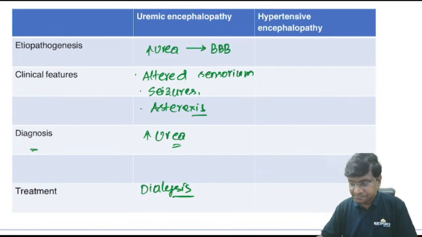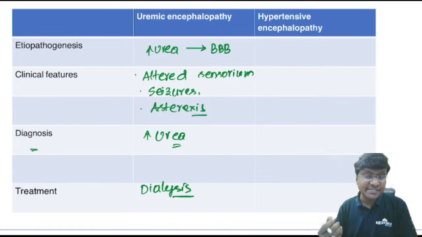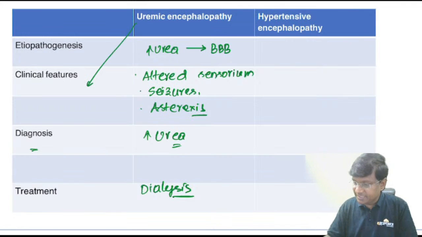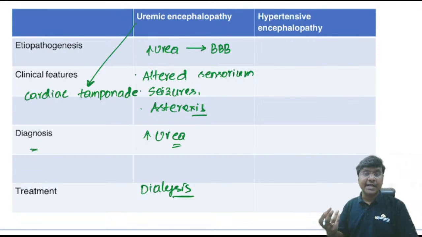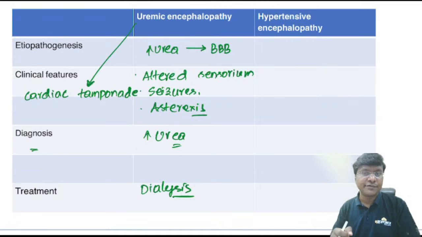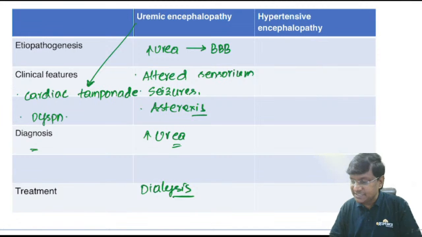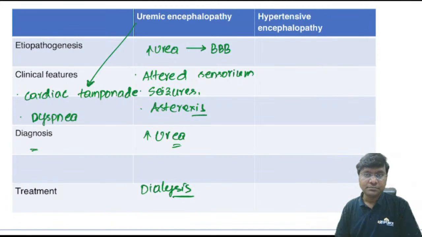So one of the very important indications for hemodialysis will be the development of uremic encephalopathy. And another important emergency complication of uremia is that there can be even development of cardiac tamponade, right? Cardiac tamponade is where there can be abrupt accumulation of fluid in the pericardial space, because of which there will be diastolic collapse of the ventricle. And because of this, what do these patients present with? They present with sudden onset dyspnea.